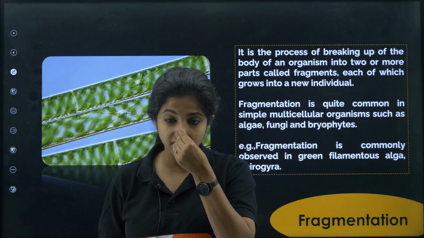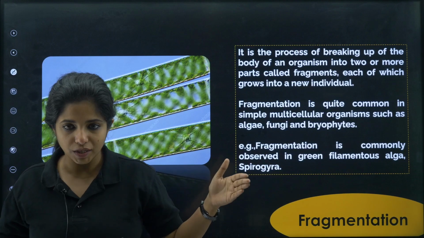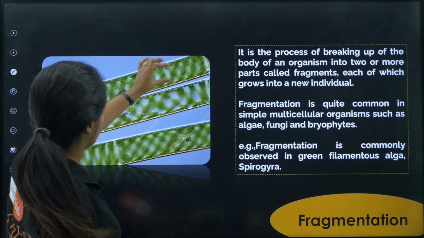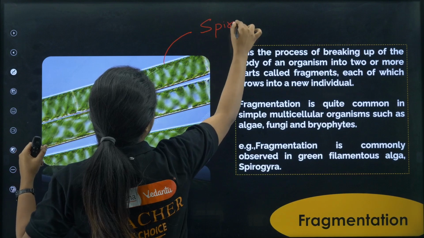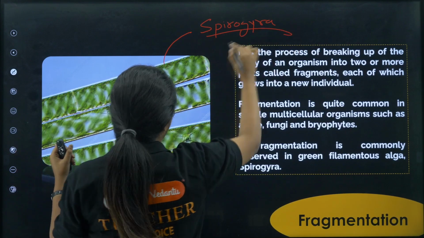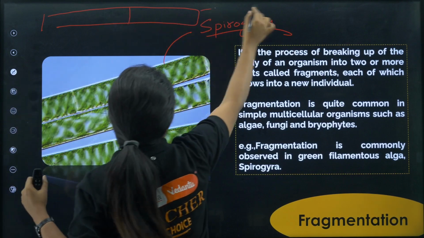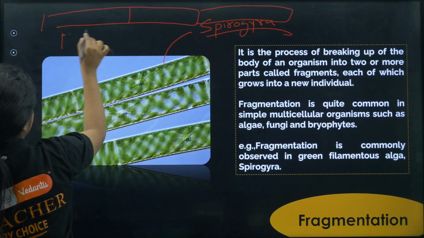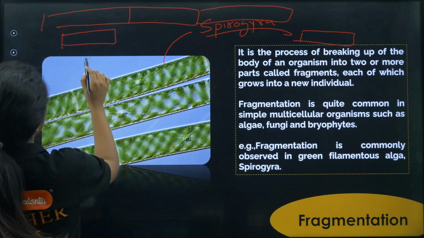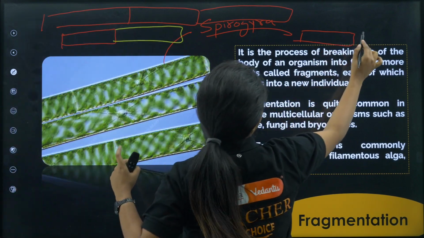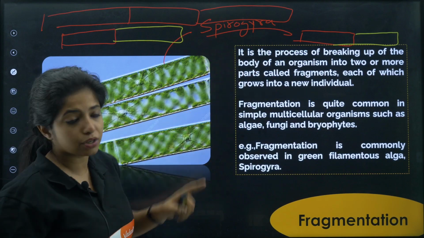Fragmentation is basically when an organism divides its body into different fragments. Suppose this is an organism. What do you call this organism? It is known as Spirogyra. Spirogyra, which looks like this, is going to divide its body into this segment and then this segment. Now a new Spirogyra is going to be formed over here. So they fragment their body, and from their body a new part is regenerating.